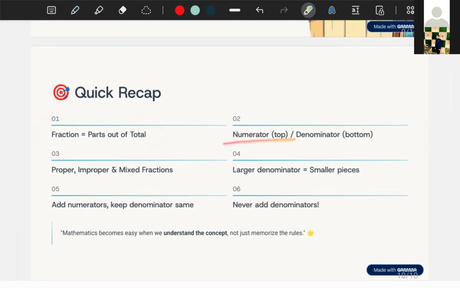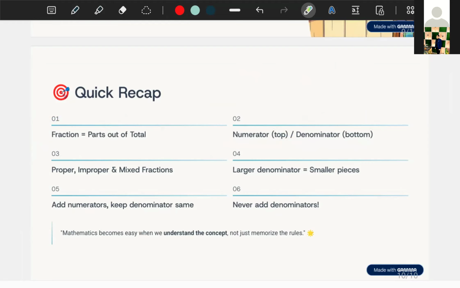Now this is the numerator and this is the denominator. Numerator upon denominator, numerator at the top and denominator at the bottom. Like this is 3 by 8. So 3 is the numerator and 8 is the denominator. Numerator is at the top and denominator is at the bottom.